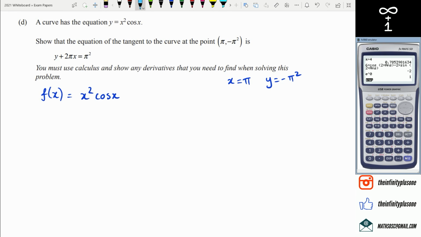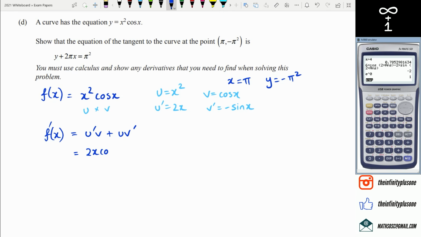And I can straight away see that this is going to be u times v, which means I'm using a product rule. So u is equal to x squared, u dash is equal to 2x, v is equal to cos x, v dash is equal to negative sine x. So the gradient function is going to be u dash v plus u v dash, and so what we've got here is 2x cos x plus x squared multiplied by negative sine x.